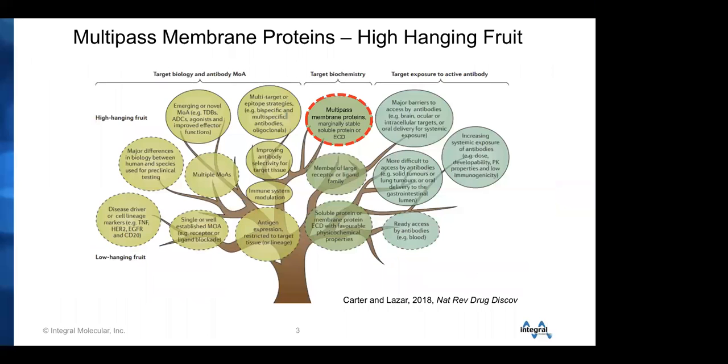Thank you, Joe, and thank you everyone for attending the webinar today. Multipass membrane proteins are really great targets for antibody therapeutics, particularly in oncology, immune modulation, and chronic inflammatory diseases. As shown in this figure, taken from the 2018 review by Carter and Lazar, looking at the top center circle in red, focusing on target biochemistry for multipass membrane proteins is key for drugging this high-hanging fruit.